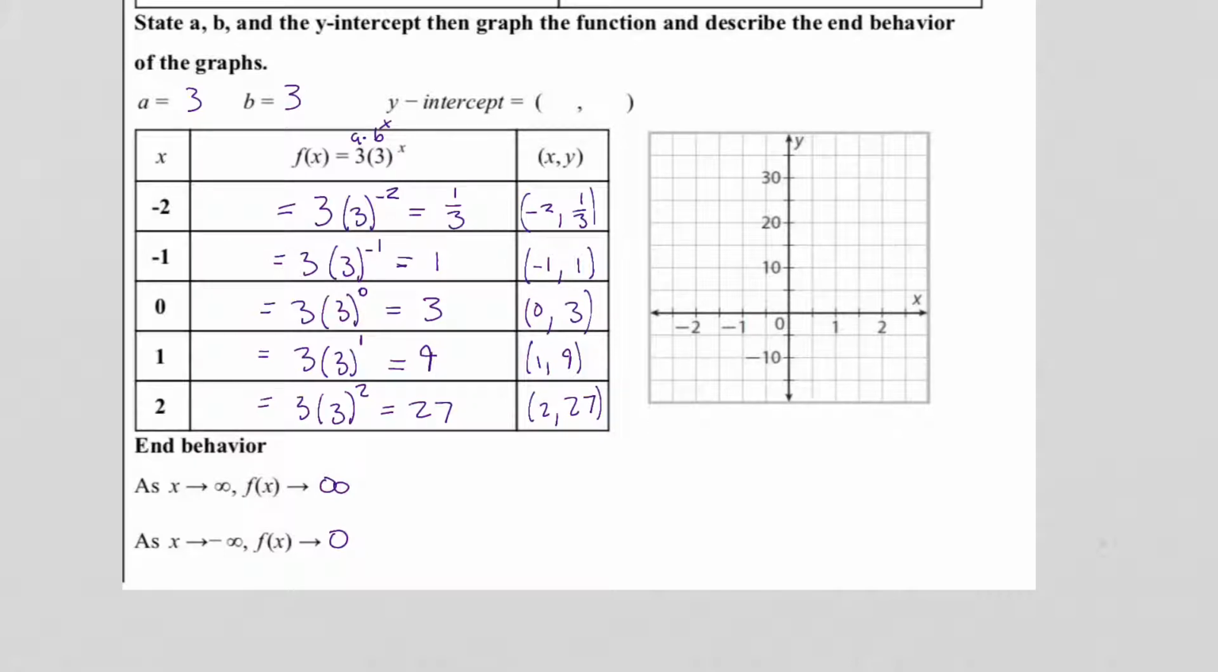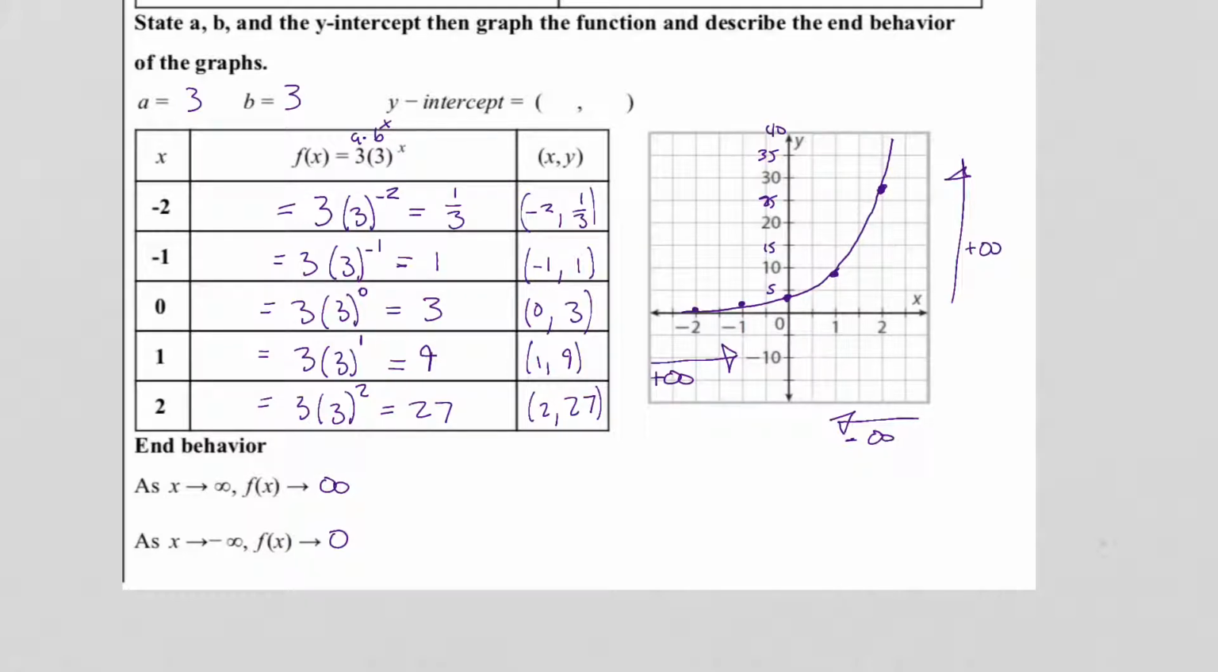So at -2, we're at the point 1/3, somewhere around there. And at -1, we're at the point 1. So here's the rest of the graph. I accidentally hit the stop record button the last minute or so that I was talking. But basically, here's all the various points of the graph.